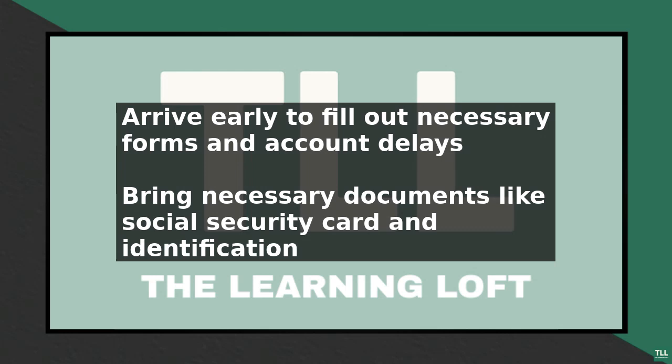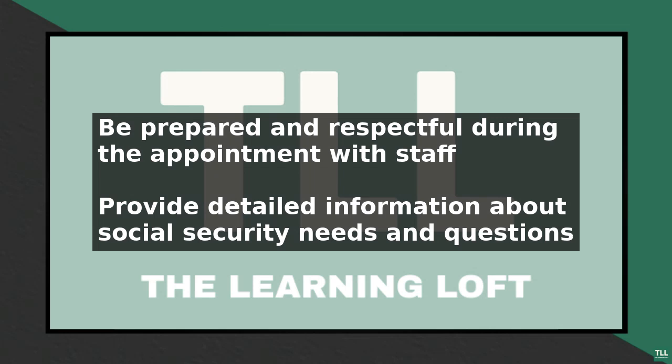When you arrive at the Social Security office, check in with the receptionist and let them know you have an appointment. They will call your name when it is time for your appointment and direct you to the appropriate office or window. During your appointment, be prepared to provide detailed information about your Social Security needs, such as applying for a new Social Security card, requesting a replacement card, or inquiring about Social Security benefits. The representative will guide you through the process and answer any questions you may have.